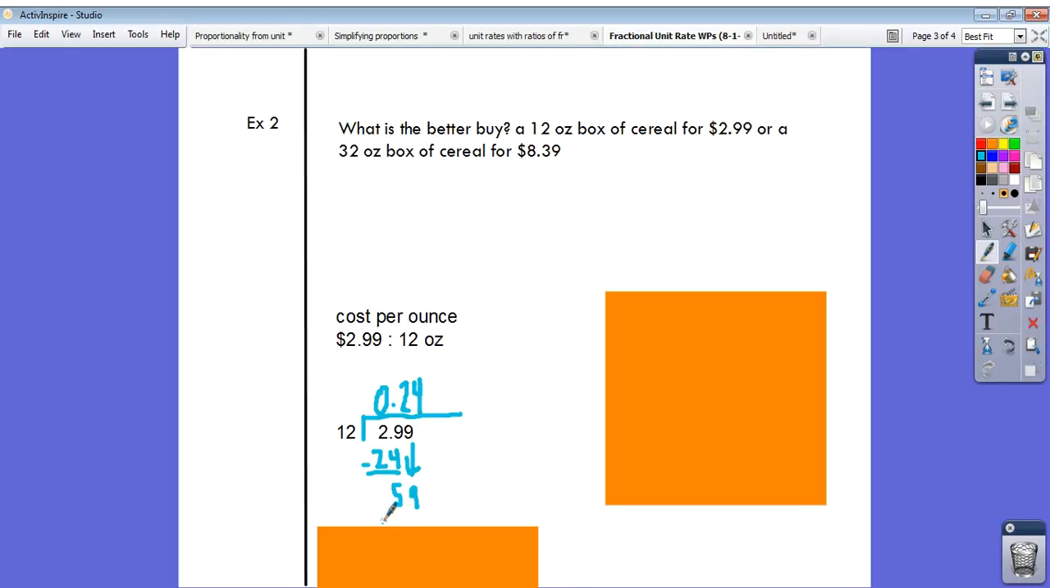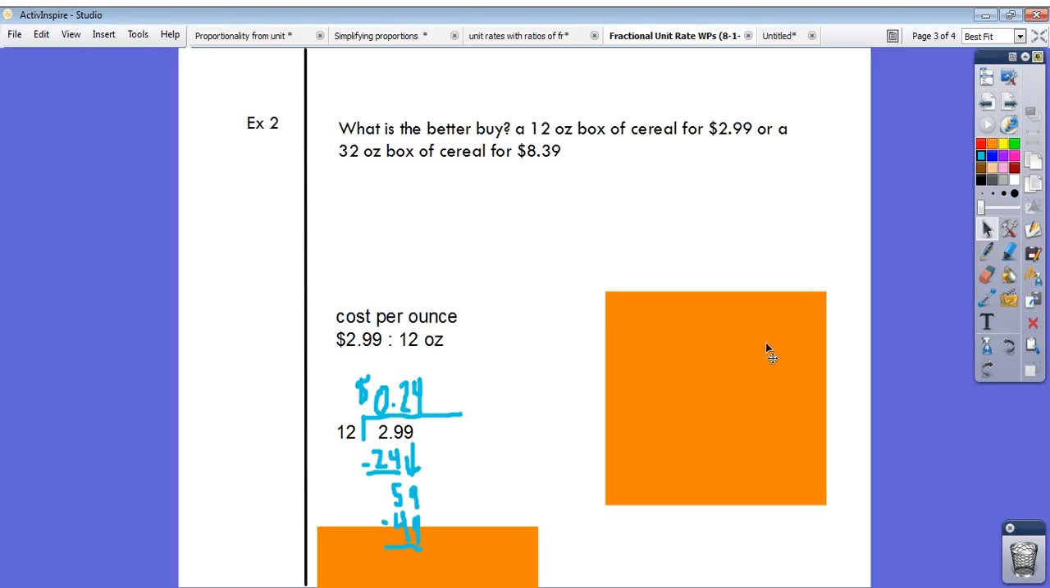And again, we could continue on with this problem because we do have a remainder, but with the fact that we're using dollars, or in this case cents, we don't need to continue. So our cost per ounce for the $2.99 box is 24 cents.